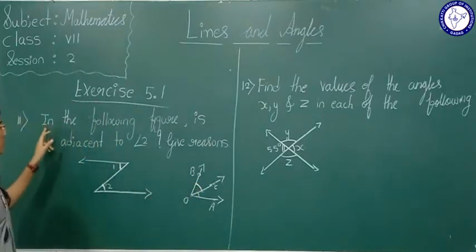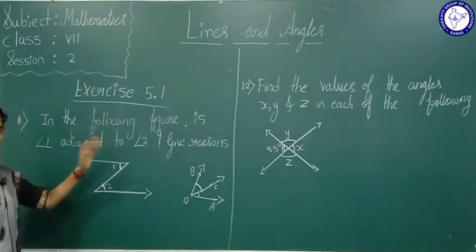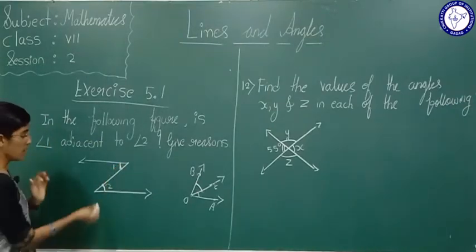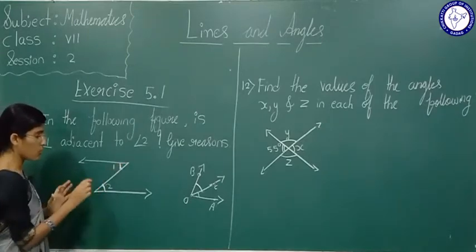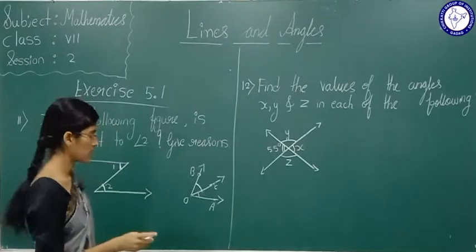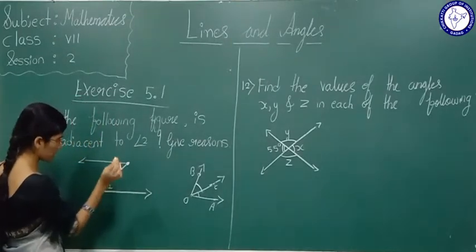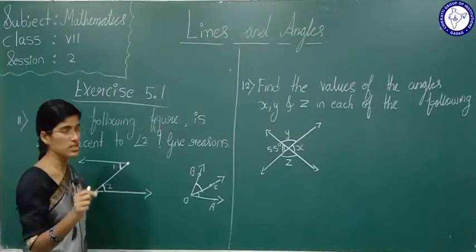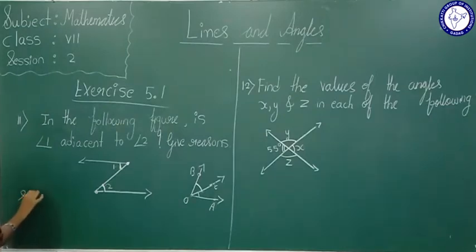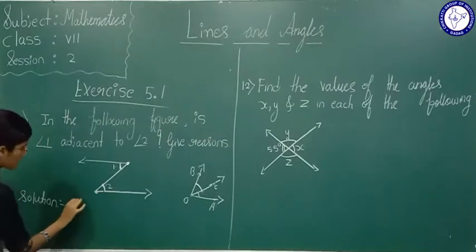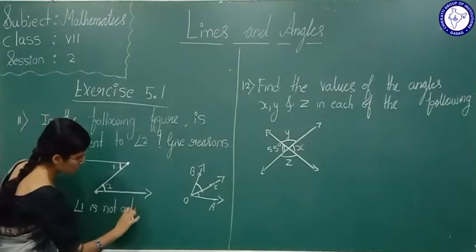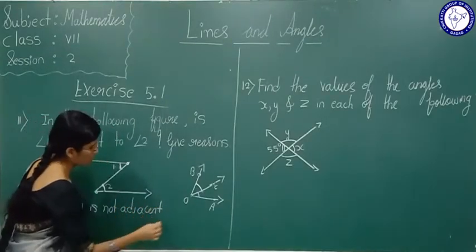But now, in the following figure, is angle 1 adjacent to angle 2? Are angle 1 and angle 2 adjacent? Definitely no, because they don't have the same vertex. Now see here, angle 1's vertex is here, angle 2's vertex is here. They do not have the same vertex. So what can we write as the solution? Solution: angle 1 is not adjacent to angle 2.